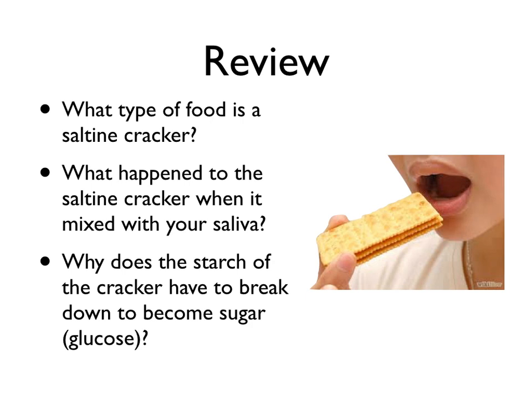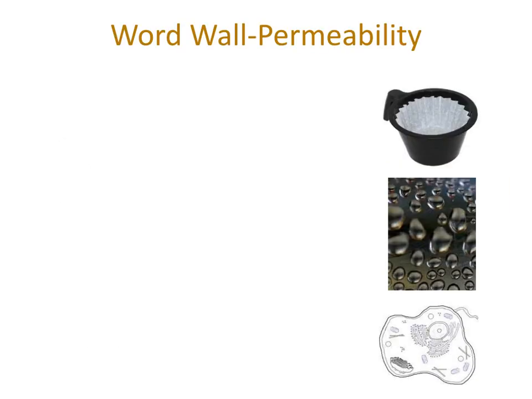What we are trying to understand is why this is a necessary step in the digestion of foods. Why do we have to chemically break down starches into glucose for your body to use? Why can't your body use starch molecules as they are? To understand this, we need to understand permeability. So go ahead and open your WordWall spreadsheet and type in these terms as we go through them.